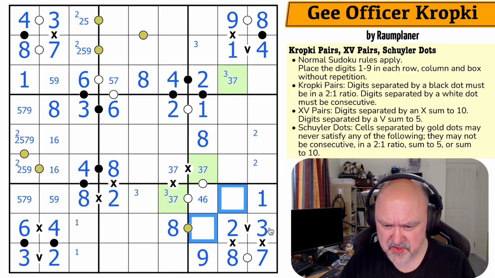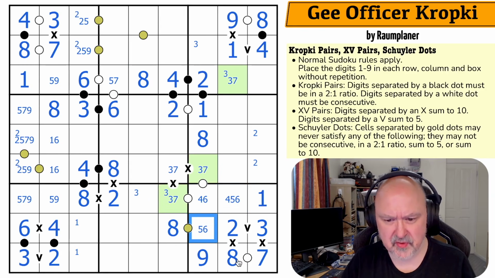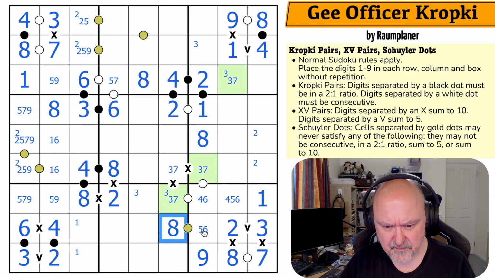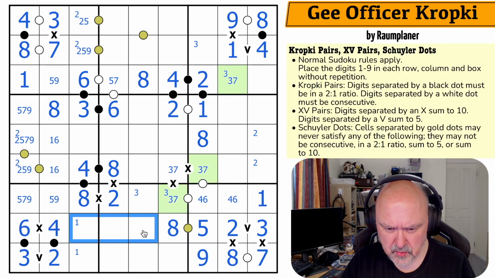And these, which are 4, 5, and 6, well, this can't be a 4 because that would be in a 2-to-1 ratio. So 4 is in one of those two. And the 6 is looking across, making that the 5. This is a 4, 6 pair. That's cool. What's this triple? 1, 7, 9.